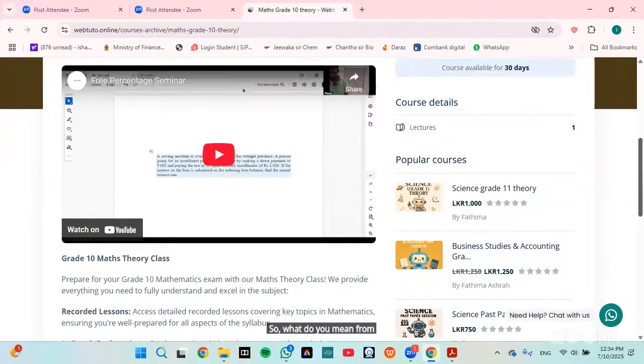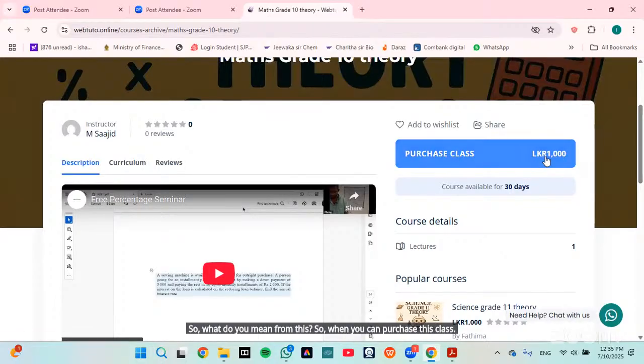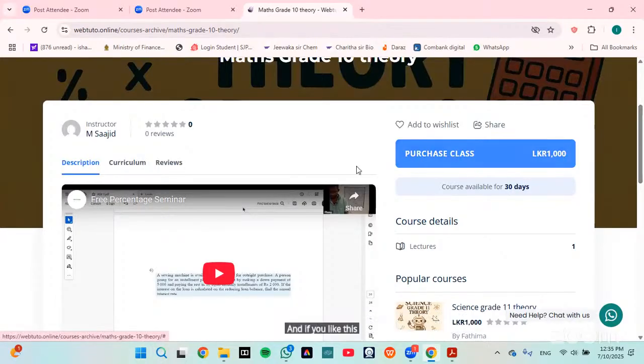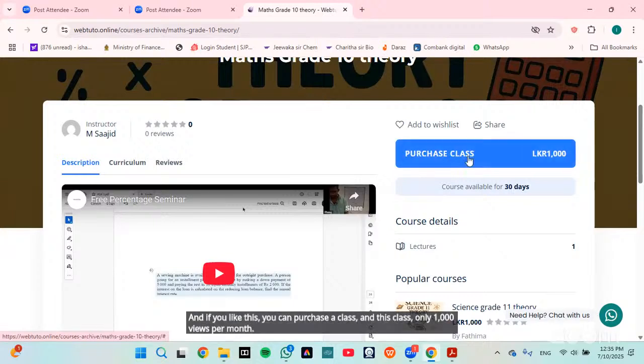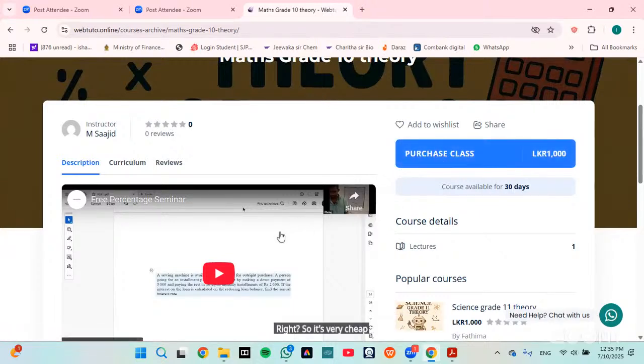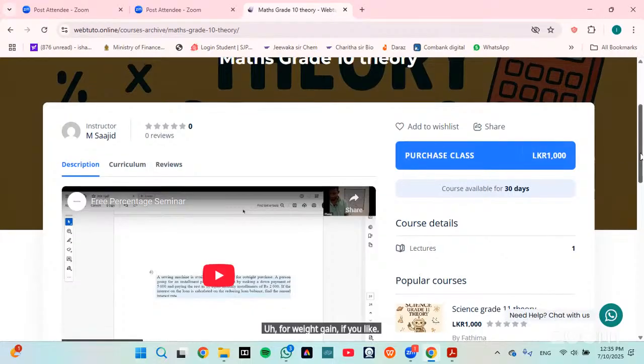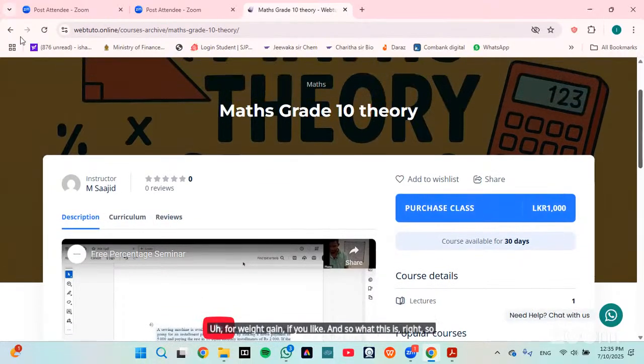When you want to purchase this class, you can go here, and if you like it, you can purchase the class. This class is only 1,000 rupees per month, so it's very cheap. For 1,000 rupees, you get the recordings, the explanations and the tips as well. You can purchase the class for grade 10 if you like. This is grade 10 math theory.